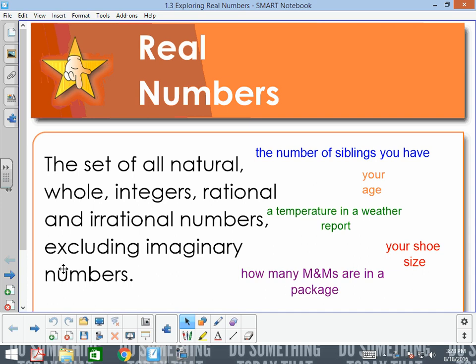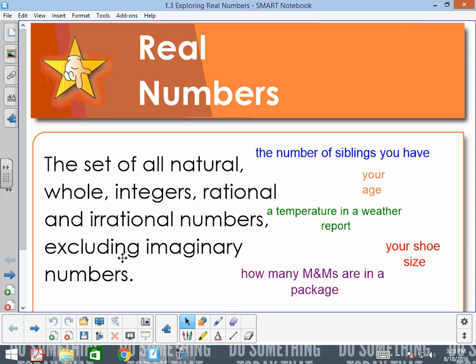So first of all, real numbers are the set of all natural, whole, integers, rational, and irrational numbers, excluding imaginary numbers. Now, you probably have not heard of imaginary numbers, and we are not going to discuss them during this class, but in a future math class, you will talk about imaginary numbers. So for today, we're going to look at the different sets: the natural, the whole, integers, rational, and irrational numbers.